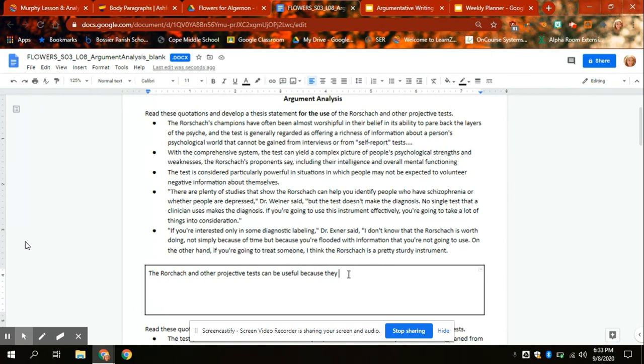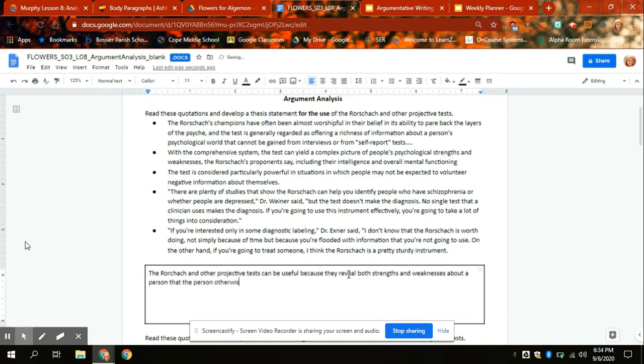So because they reveal, let's say both, strengths and weaknesses about a person that the person otherwise would not volunteer to a treating physician. Okay, so here's a thesis statement in support of the Rorschach test.